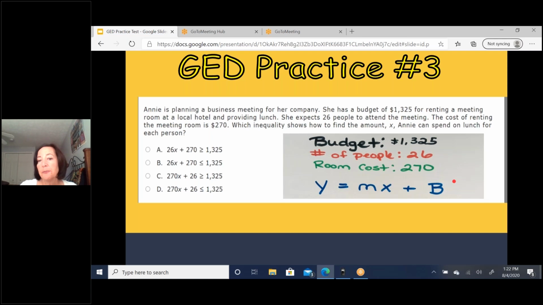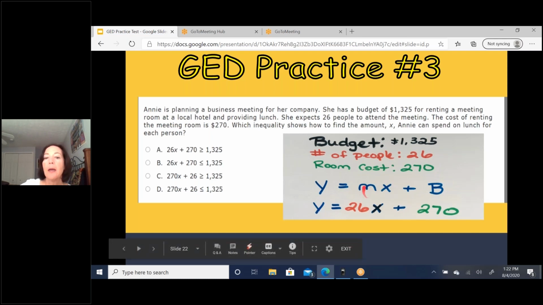Well, she's going to have to pay for the room. So even before anyone has their lunch, she's going to have to pay $270. That's a one-time charge. You don't pay that for every person that comes. You just pay it once. So we're going to substitute those two values in the spot for the M, or the slope, and the spot for B, which is the y-intercept, or the beginning amount.